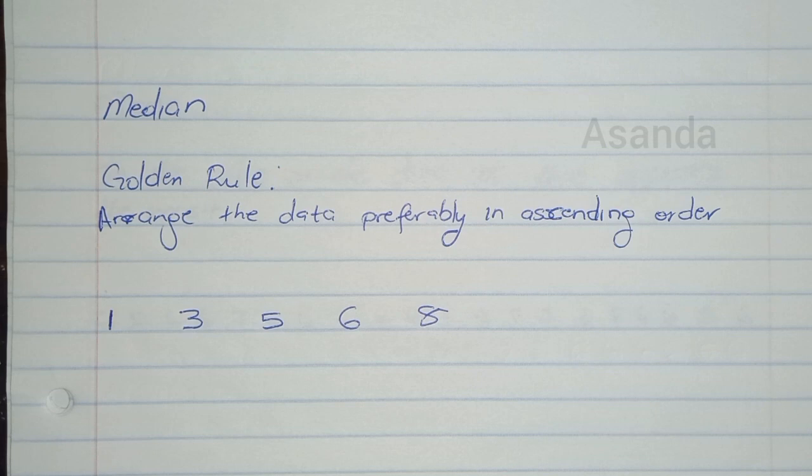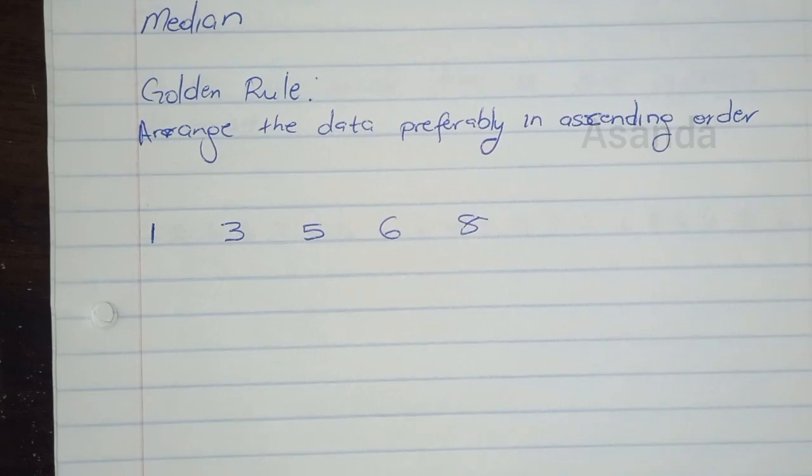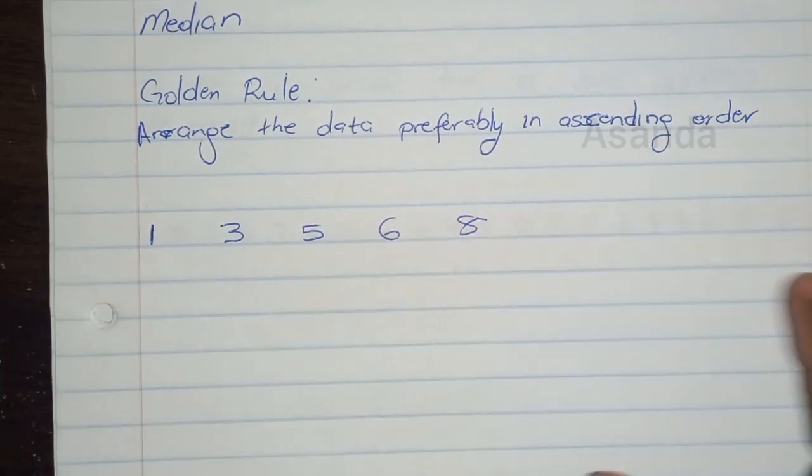The median is where we look at the middle number of the data, the number that sits right at the center. That is the value right at the center of the data. So median has a rule, and that is you have to arrange the data. Preferably, I prefer arranging it in ascending order, so we're going to do that. So this one is 1, 3, 5, 6. It's already in ascending order.